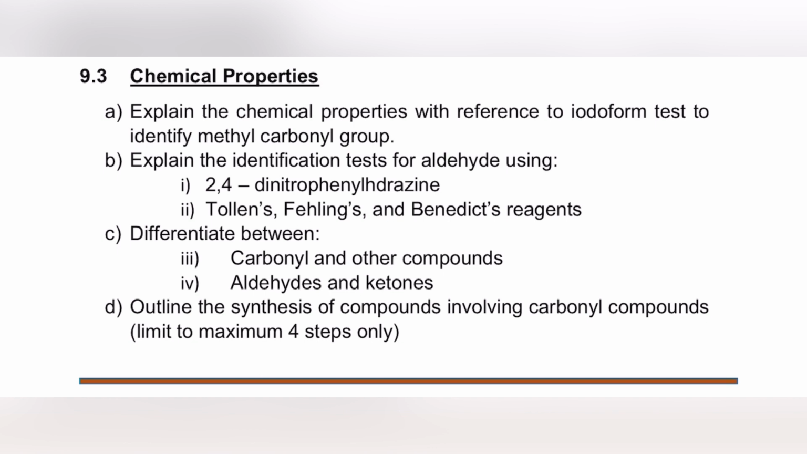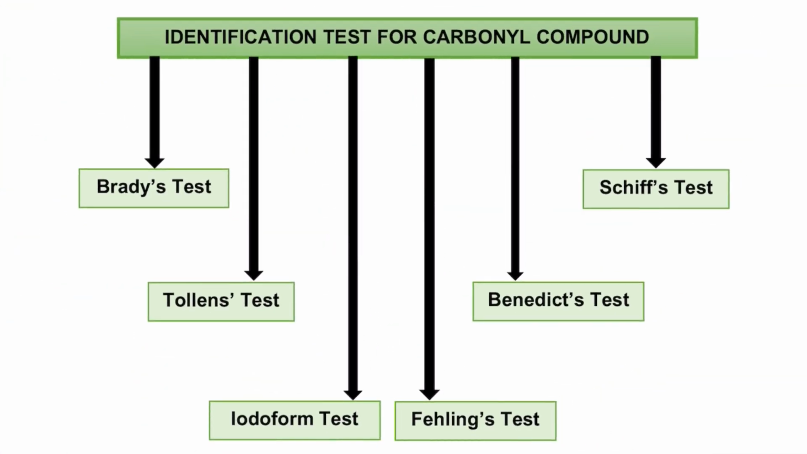Hi guys. In this video we will focus on the chemical properties of carbonyl compounds, specifically the chemical tests. There are a few chemical tests that you have to understand so that you can distinguish between carbonyl compounds and other classes of compounds. For the identification of carbonyl compounds, we have six tests. The first one is Brady's Test, Tollens' Test, Iodoform Test, Benedict's Test, Fehling's Test, and Schiff's Test.